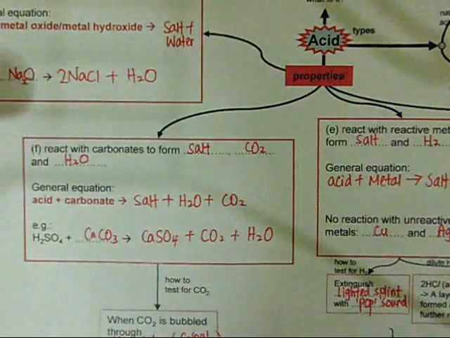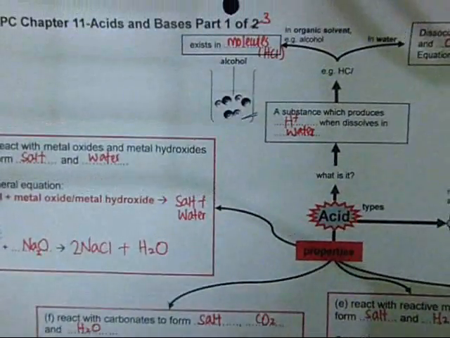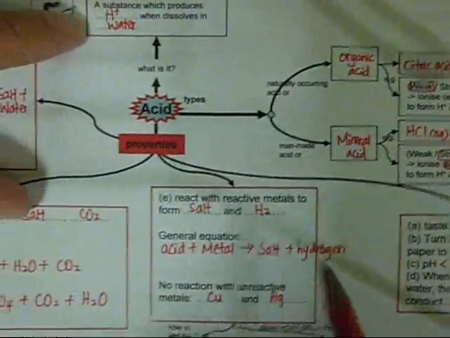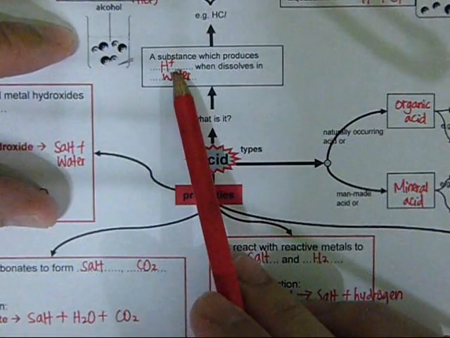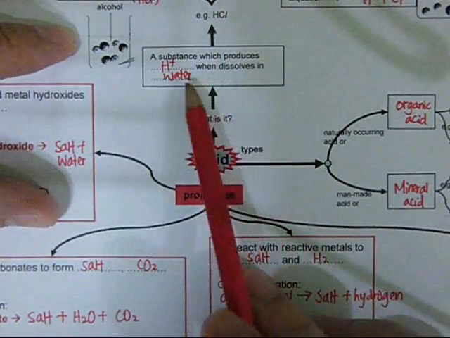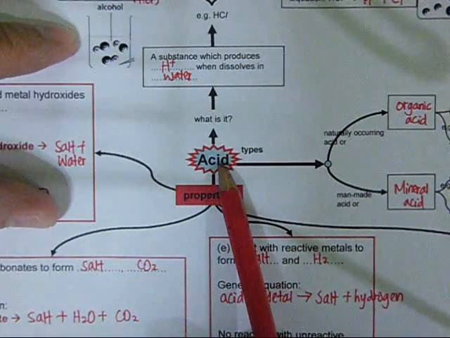Okay, the next chapter would be on acid bases. Okay, acid bases, part 1. So first of all, you need to know the definition of acid: a substance which produces H+ ions, or hydrogen ions, when dissolved in water. That is the definition of acid.